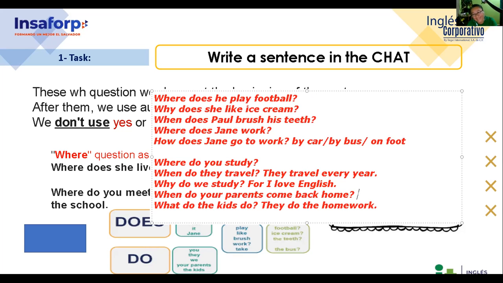When do your parents come back home? My parents come back home on weekends. On weekends? Okay. What do the kids do? They play video games. Excellent. So we got more ideas. Ya sabemos más ideas.